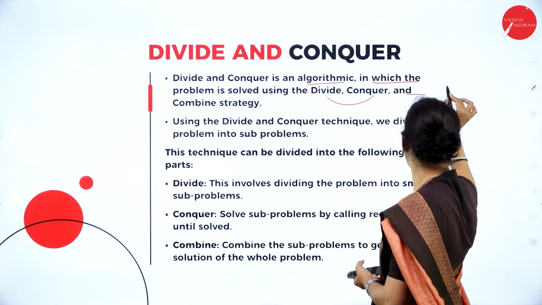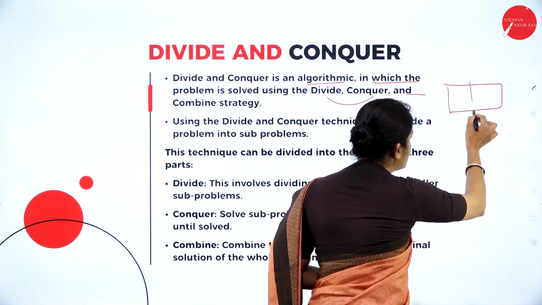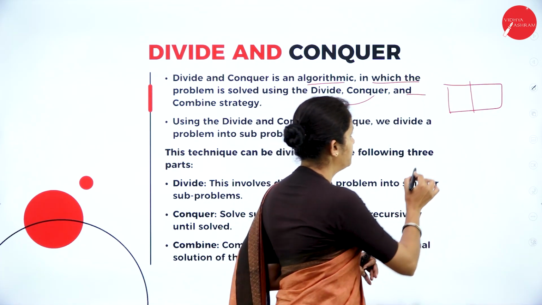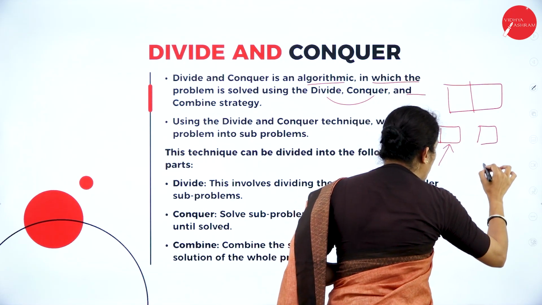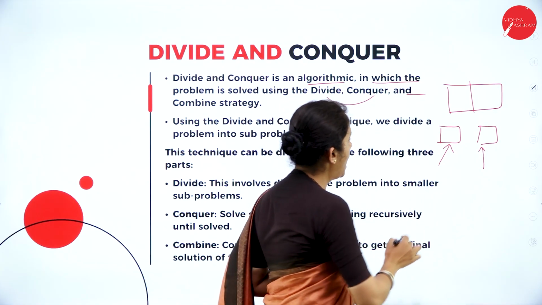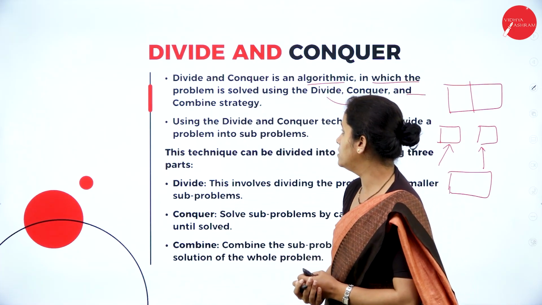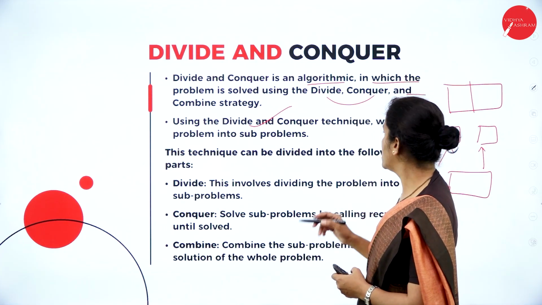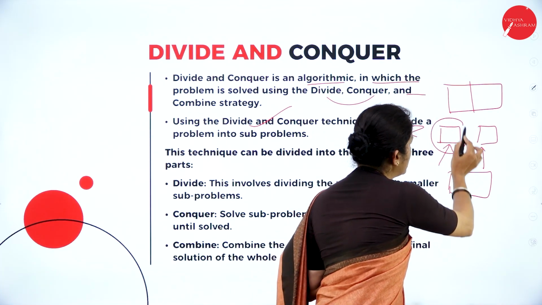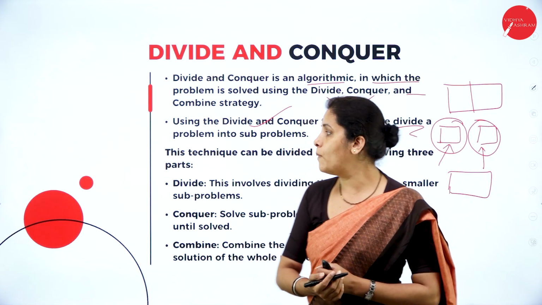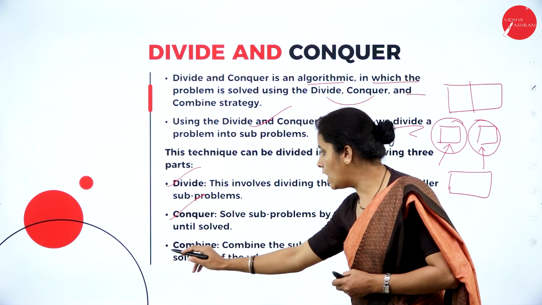In the sense what? Think that I have a complex problem. So what I will do? I will divide this complex problem into smaller sub-problems. Okay, it is breaking down. And find the solution for each individual problem and combine the solutions. This is nothing but divide and conquer. So using the divide and conquer technique, we divide the problem into sub-problems, which are the sub-problems or sub-modules. So here it uses three strategies: divide, conquer and combine.